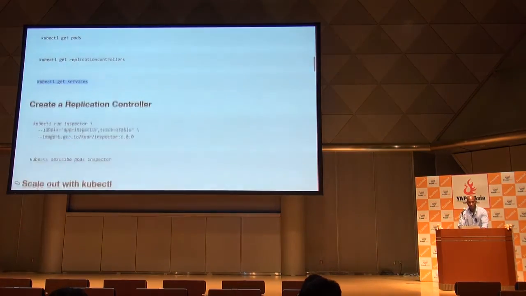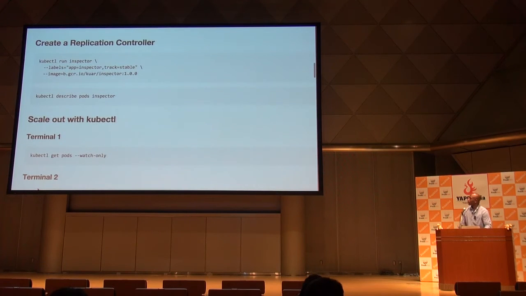Now, the first thing we want to do is create a replication controller. Earlier, I showed you doing this from a specification file. We can actually do this from the command line and have Kubernetes automatically generate this for us. So what we're going to do is run a pod or replication controller that's going to spin up one instance of a pod called inspector. And what the inspector pod does is it allows me to look at the network, environment variables, and mount namespaces inside of a container. So what I'm going to do is create a replication controller with this command.